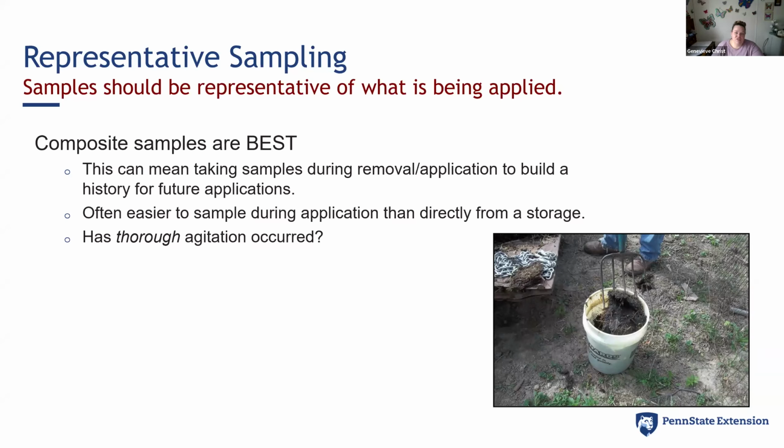The samples should be representative of what is being applied. And a composite sample is going to be best. We want to be taking this sample during removal and application of the manure. These samples aren't going to affect the application that is currently happening, but it's going to provide us that history to really improve our applications in the future. And of course, it's so much easier to sample during application than directly from storage, especially when we're looking to get a composite that is representative of that whole situation.